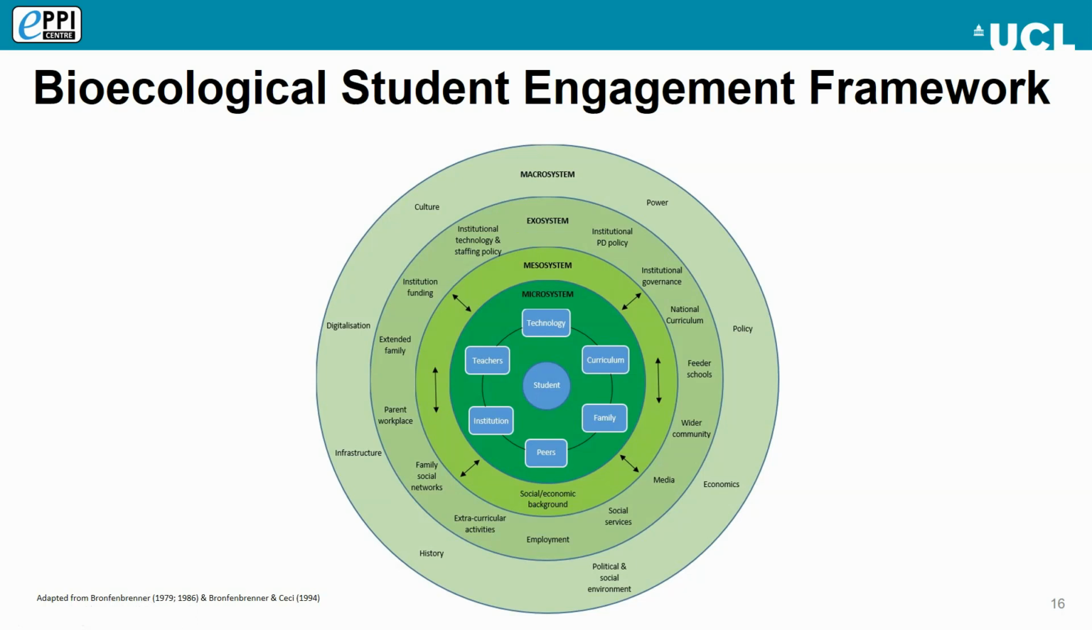Also included within this layer is the wider community, social services, a student's employment, their family networks, and any extracurricular activities that they're engaged with, whether there's a national curriculum influencing what students learn. At the schooling level, feeder schools where the students attend a range of different primary schools, and then at Year 7 go into one combined high school. And then you have the macrosystem on the outer layer, and this includes things like digitalisation, whether there is infrastructure available at the wider level, the influence of national policies, and the overarching political and social environment.